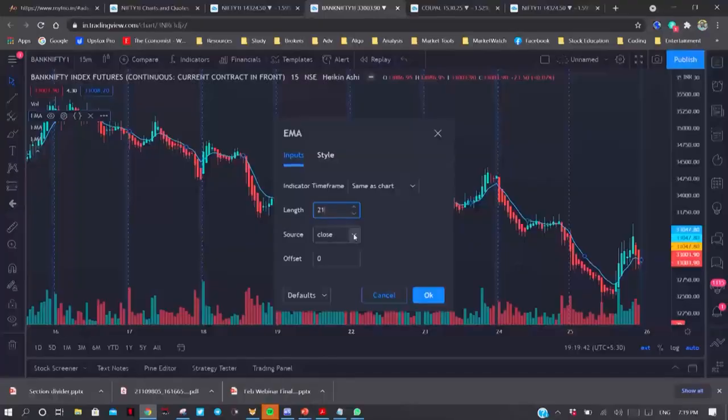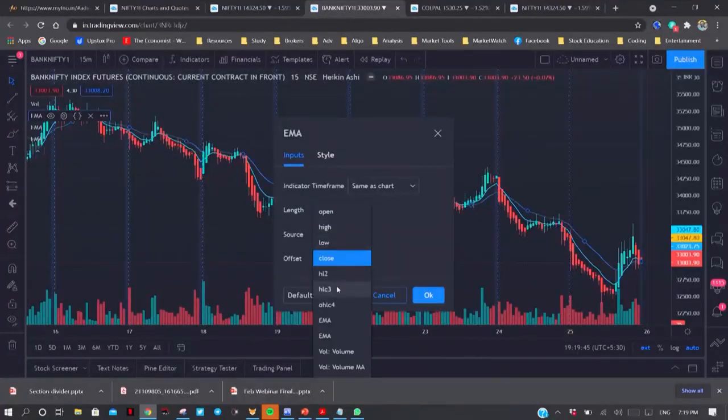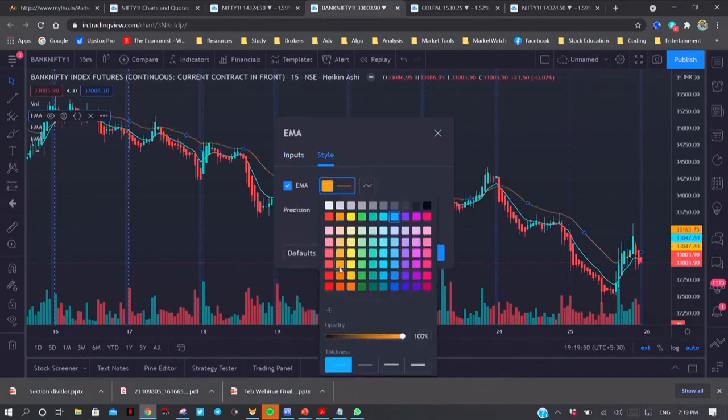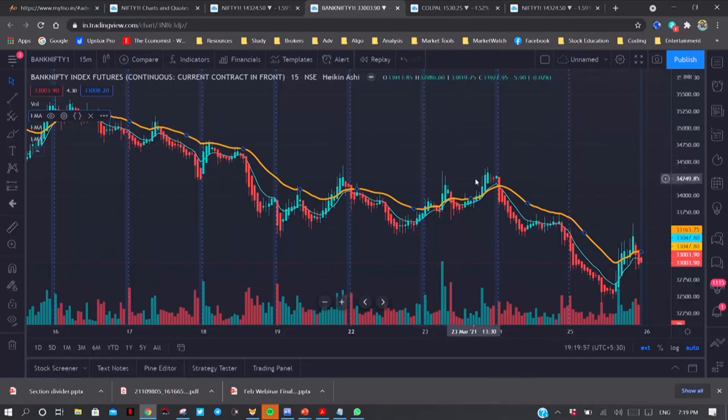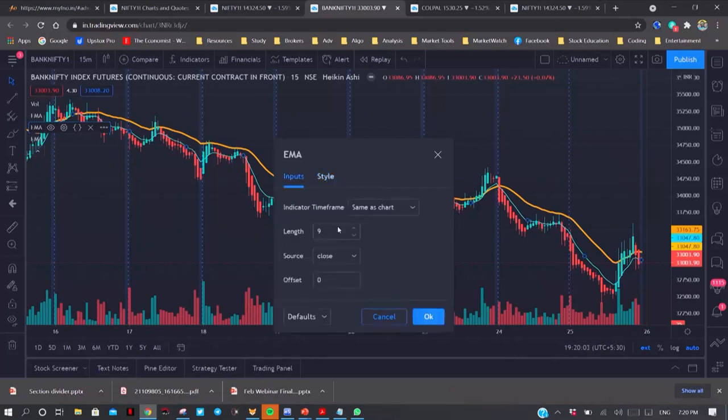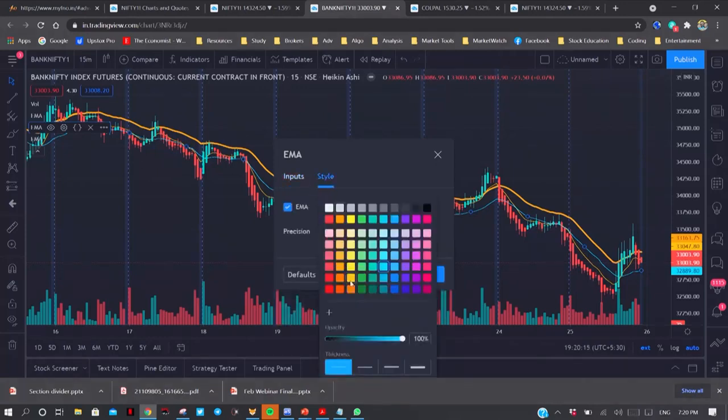I'm forming a band. If you look at this, this is close. I don't want to put the close, I want to put the high. So this becomes my 21 band high. The second one I want to make, instead of the close, I want to put it low. Okay, now I'll tell you how exactly this plays out. Give me a second.